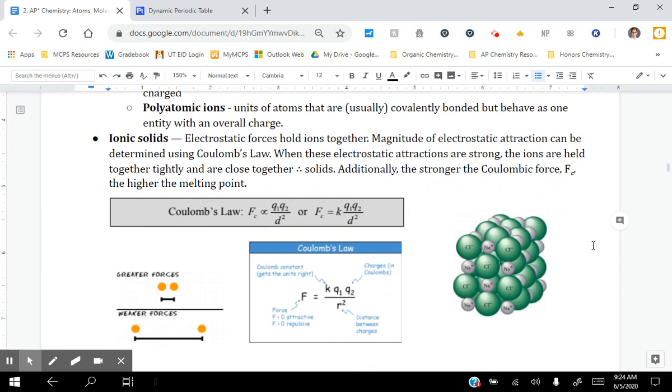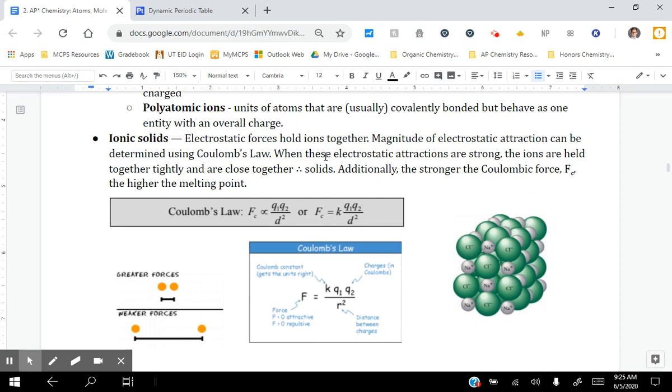Ionic solids is one last vocabulary term because we're talking about ionic compounds in our next lesson. Electrostatic forces hold ions together. The magnitude of that electrostatic attraction can be determined using Coulomb's law. When I say magnitude, I'm talking about the charge. So the greater the charge, if I have a +1 -1 compared to a +2 -2, the electrostatic attractions between a compound that is +2 and -2 are going to be stronger than something with a +1 -1. The magnitude of the charge does impact the strength of the attraction.